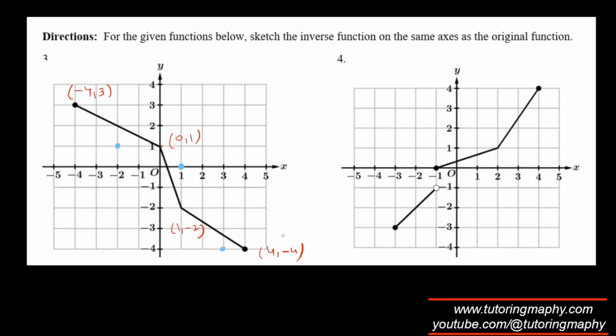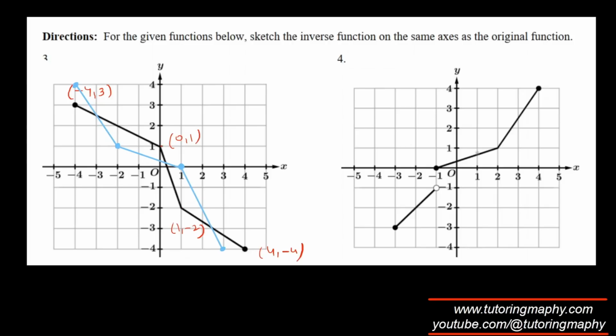Negative 2 is here, 1 is here, so negative 2 comma 1 is right here. And then 4 comma negative 4 will become negative 4 comma 4. Negative 4 is here, 4 is here, so negative 4 comma 4 is right here. And just connect these with a straight line, right? Because it was a straight line between any 2 points. So it is a straight line here to here, and then here to here, and then here to here. So this is going to be the graph of the inverse function.